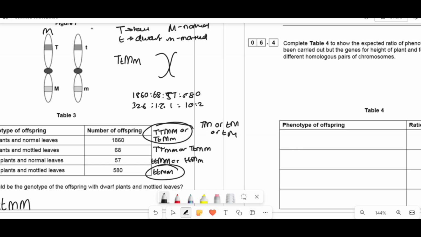Homologous, remember, is just maternal, paternal, like parent 1, parent 2. It's not maternal and paternal. The homologous pairs just look like this because they're doubled and copied. What might happen is during crossing over, for example, here, you can see that will happen.